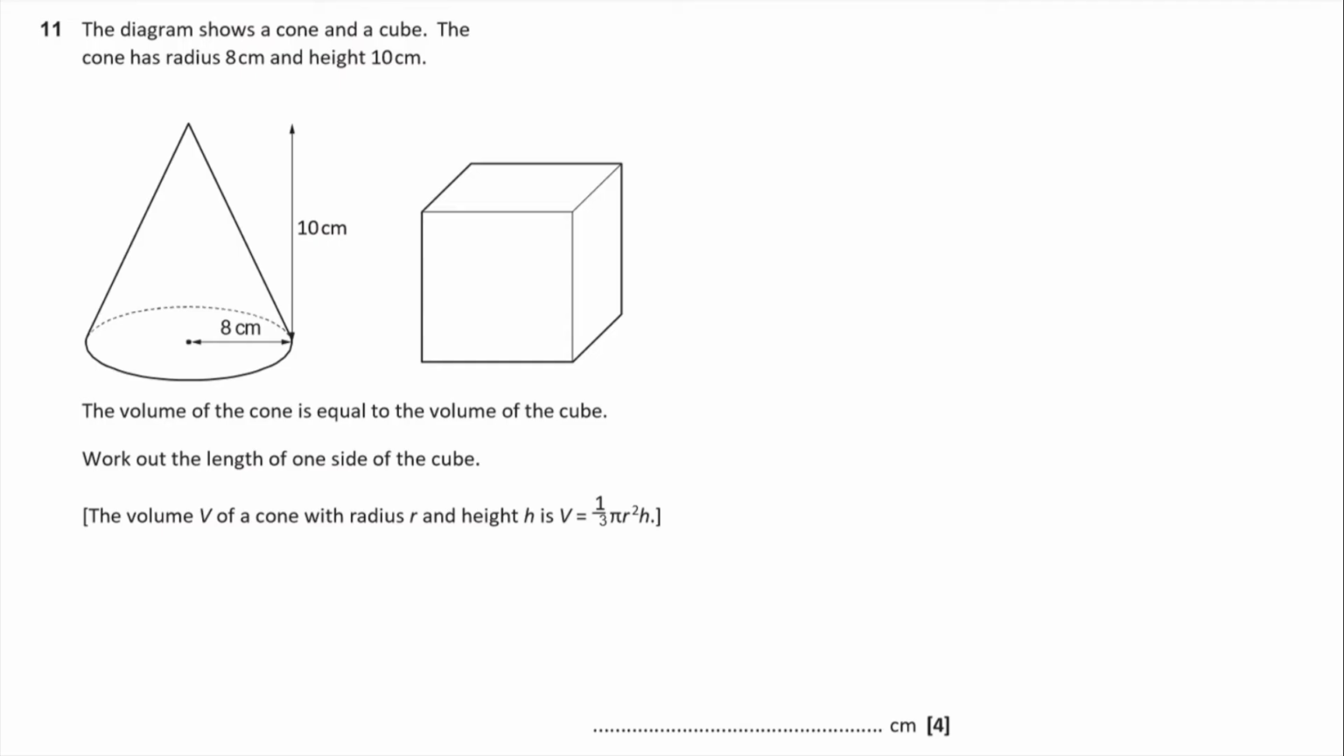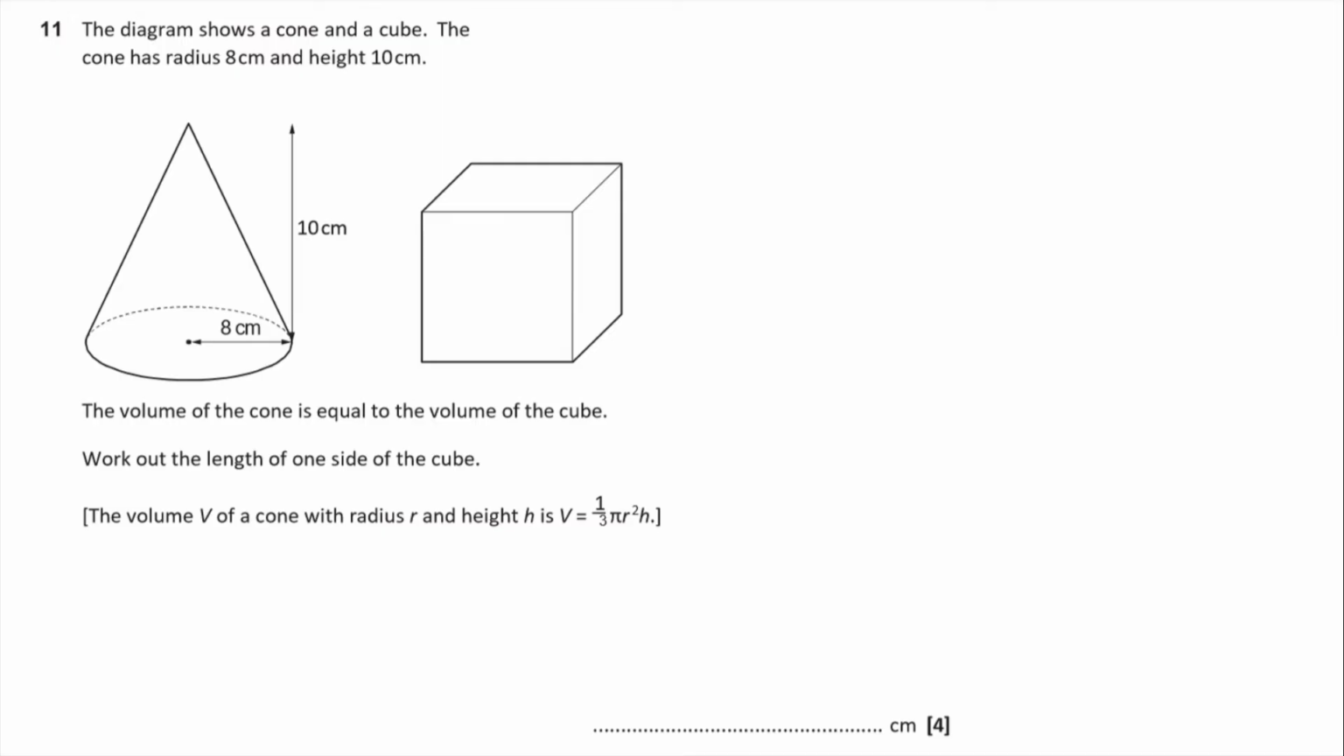Question 11. The diagram shows a cone and a cube. The cone has radius 8 centimeters and height 10 centimeters. The volume of the cone is equal to the volume of the cube. Work out the length of one side of the cube. The volume V of a cone with radius r and height h is V equals 1/3 of pi r squared h.